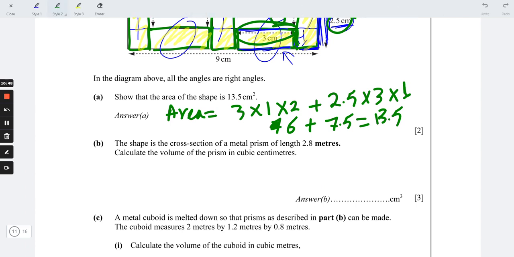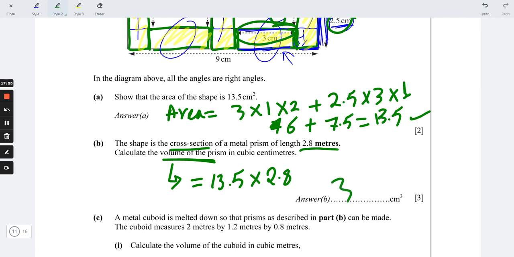So the shape is the cross section of a metal prism of length 2.8 meters. Calculate the volume of the prism in cubic centimeters. Calculating the volume means the area of the cross section that you have, here 13.5, times the length. The length is clear from the question itself, it's given as 2.8. Using the calculator, you will get 3,780 centimeters cubed.